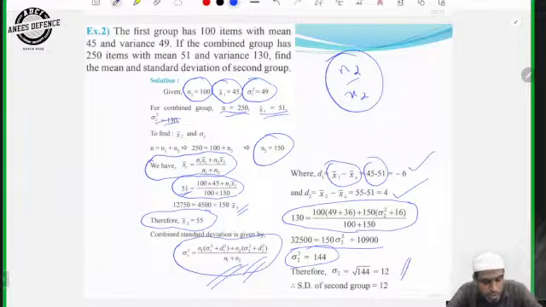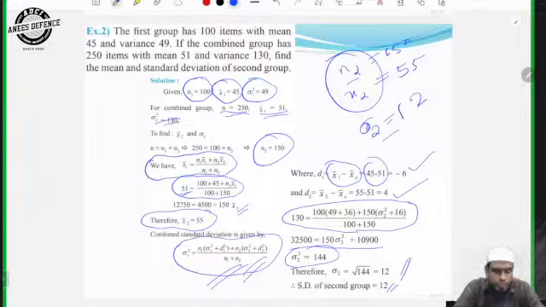The standard deviation of the second group is 12. And the standard deviation, x2 bar you got it as 55, n2 you got it as 150, and sigma 2 you got it as 12. So these are the solution of this particular case.